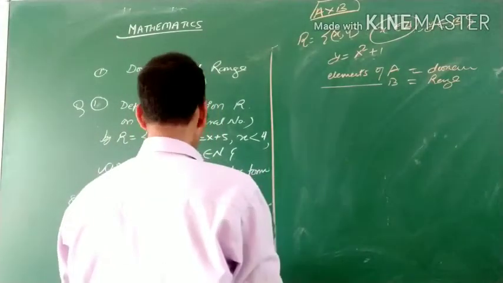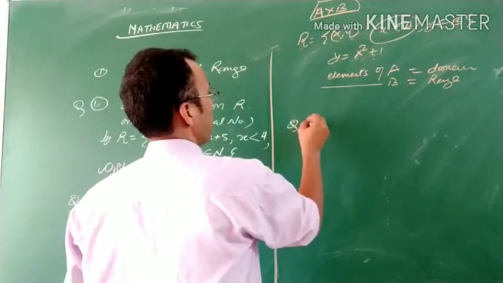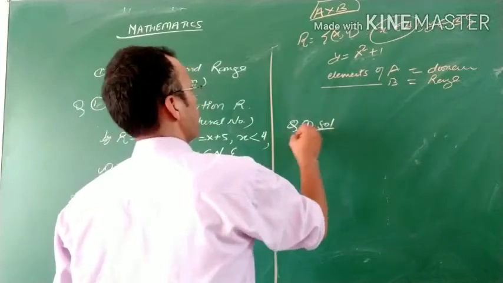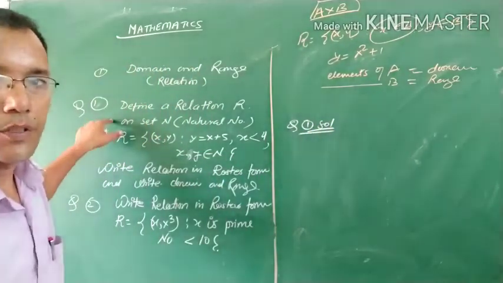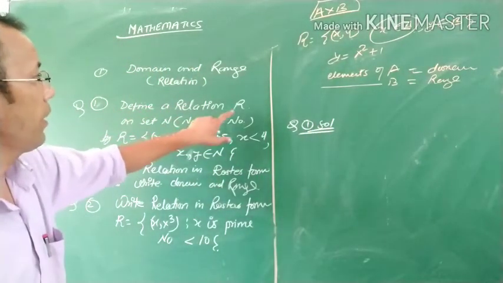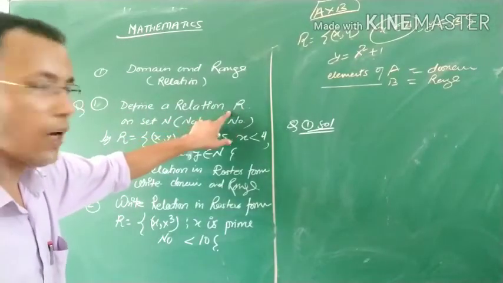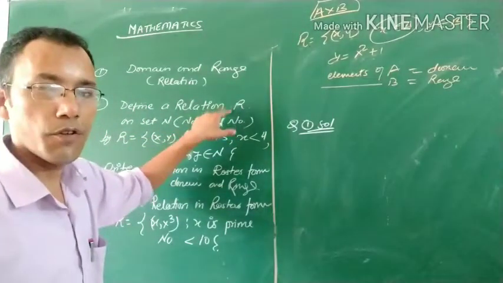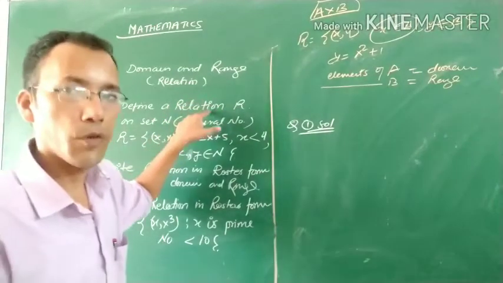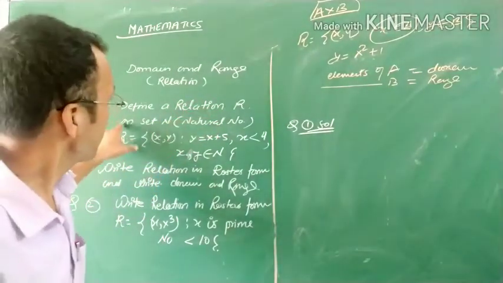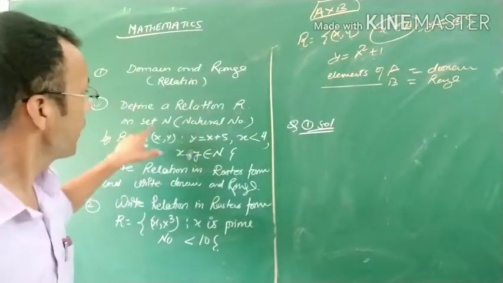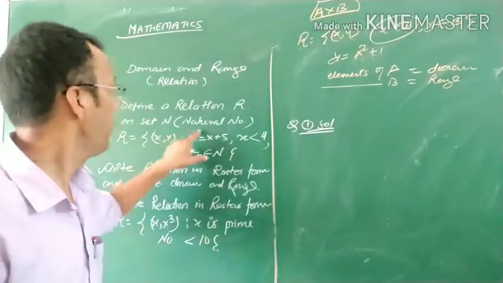Okay, now let us do some questions here and then we will understand it better. See, we have question number 1. Check the solution. We have a question: define a relation R. Here it is not on the real numbers. If it were, then we would call it real numbers. Now define a relation R on the set N of natural numbers.